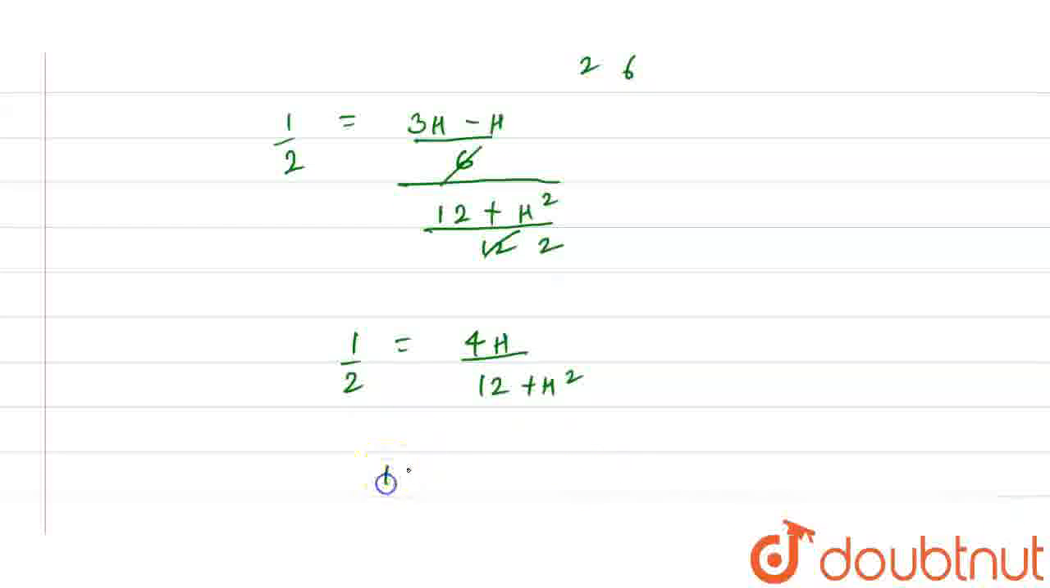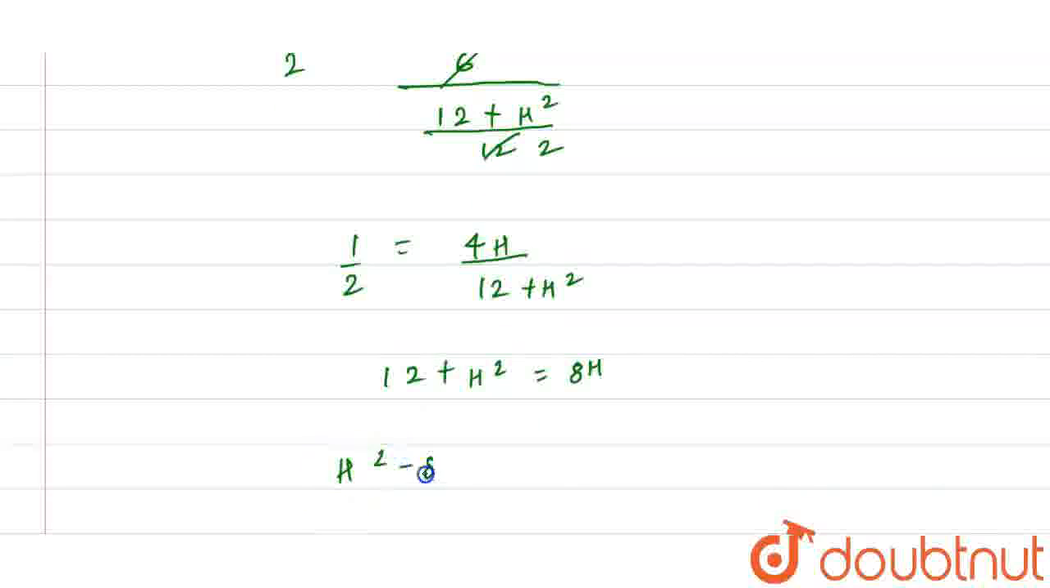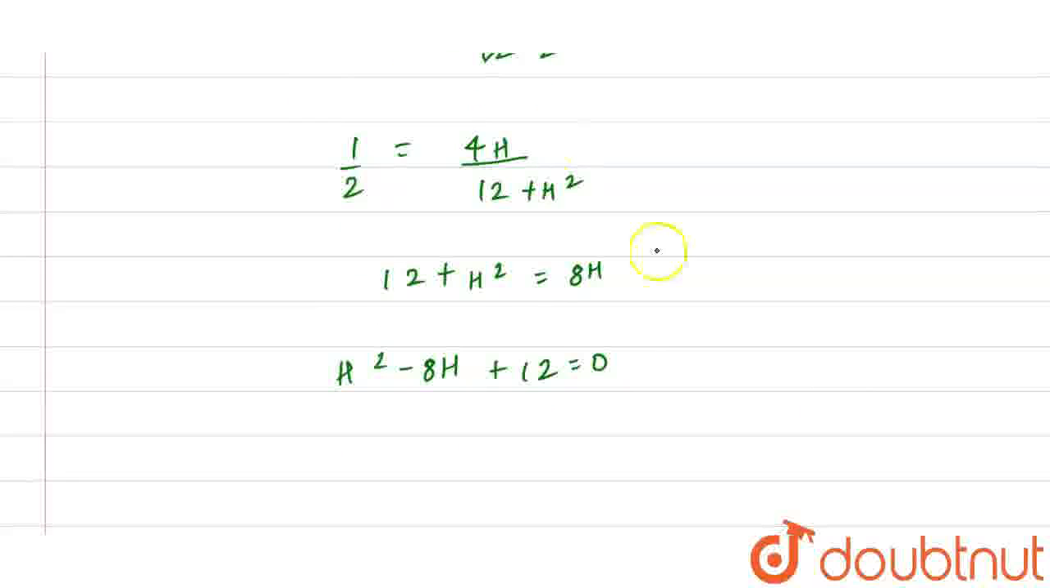Now if we cross multiply, we get 12 plus h square equals 8h, so h square minus 8h plus 12 equals 0. This is our quadratic equation, so we have to find the roots. Let the roots be a and b: their sum is 8 and their product is 12. The factors of 12 are 6 and 2, 12 and 1, and 4 and 3.